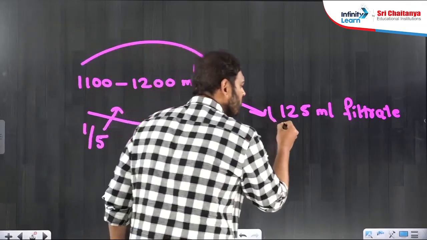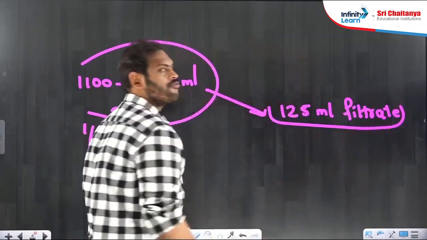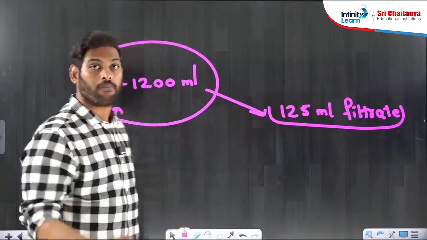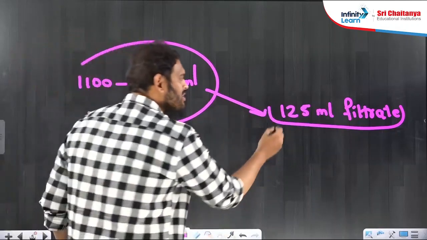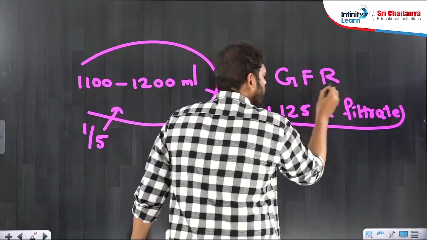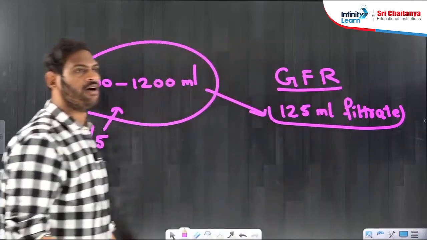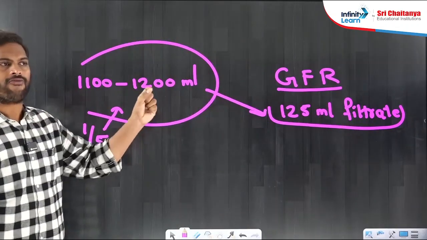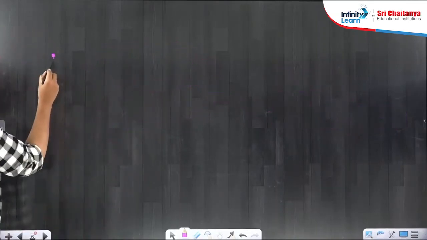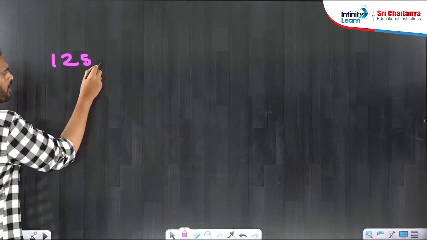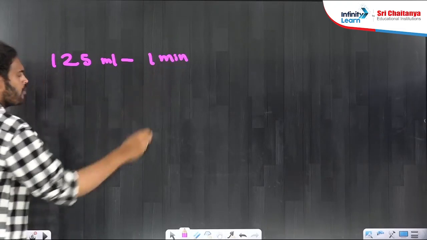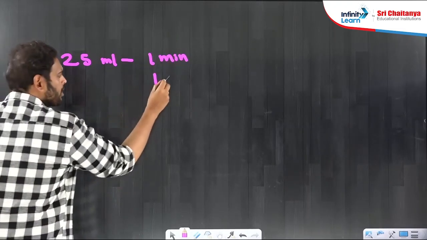So once you filter that much blood, how much filtrate was formed? 125 ml of filtrate was formed per minute. We call it glomerular filtration rate, GFR. What is GFR? Glomerular filtration rate. Now we got a question. If 125 ml of fluid is formed in 1 minute, correct? What about 1 hour?